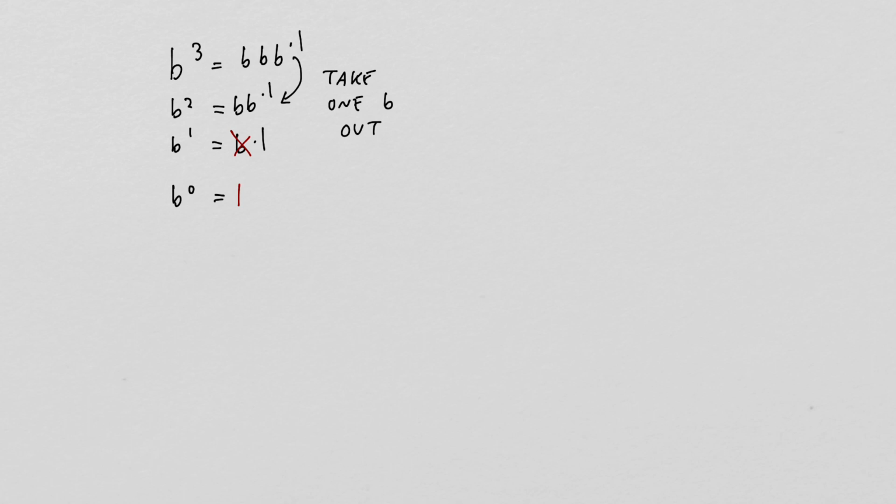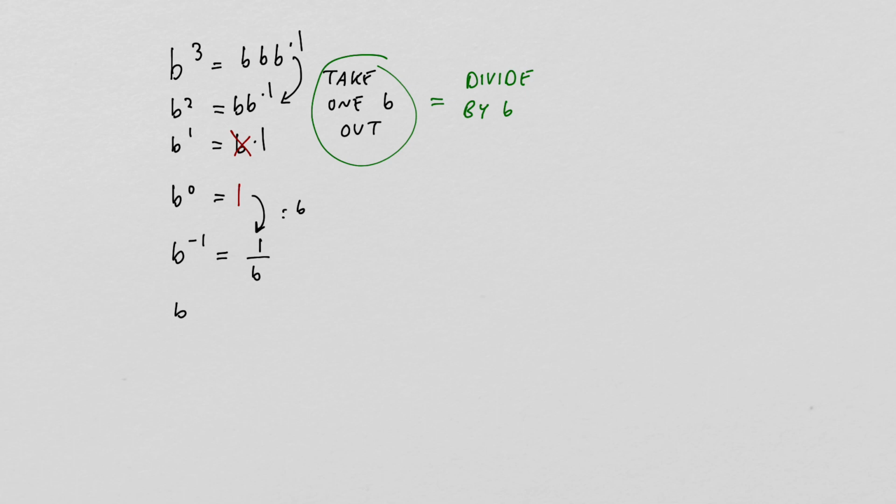Next, the thing that we take 1 b out, we can see that it is the same thing as we divide by b. So, if we would continue to make the power smaller, we would take this number 1 here and divide it by b, and we would get 1 over b. Like this.